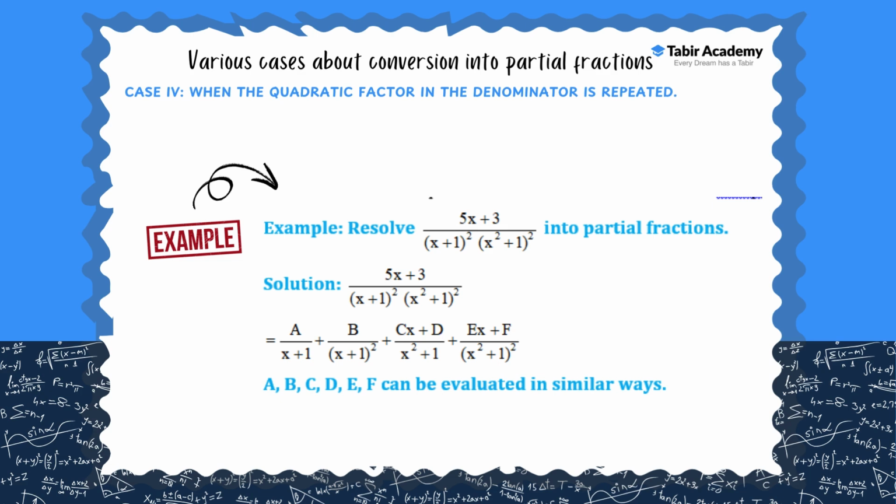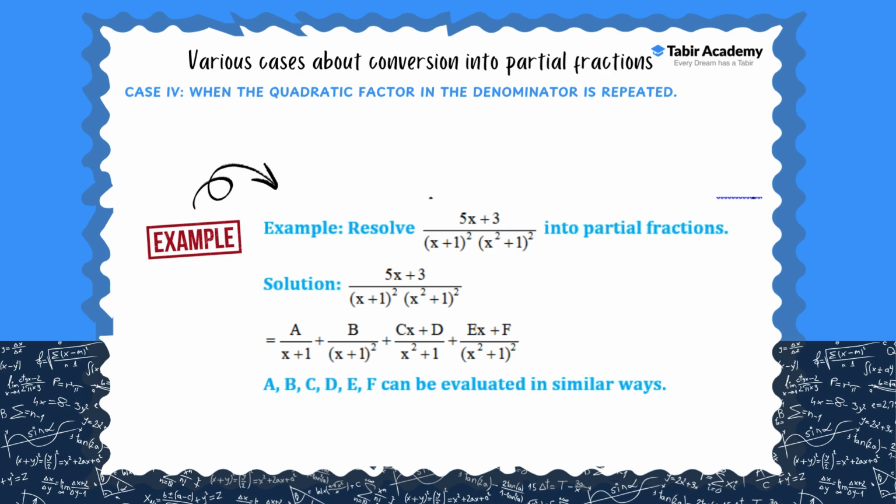So basically in case 4 we deal with repeated quadratic factors in the denominator, which is similar to case 2 but now with quadratic terms. So if we have a quadratic factor like x square plus 1 whole square, it means it is appearing twice. So we represent it by adding terms for each power up to the highest exponent. So we have a separate fraction for each.